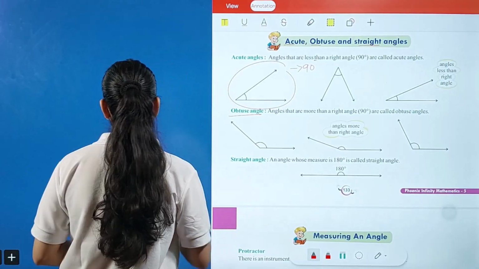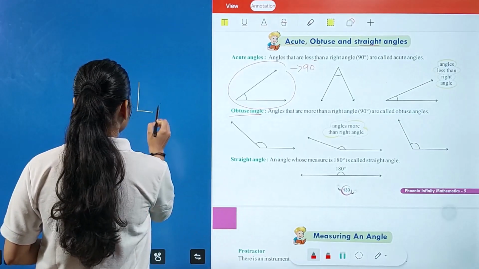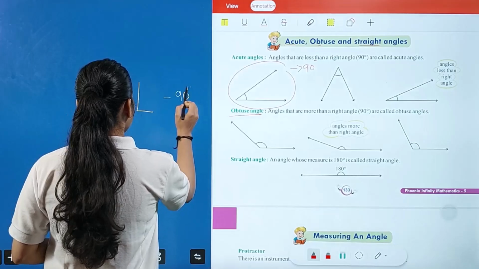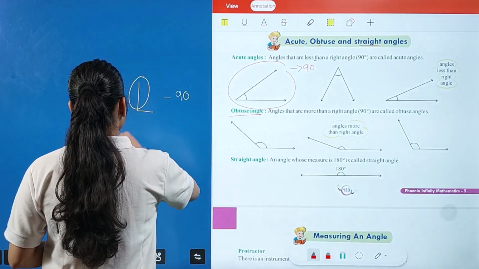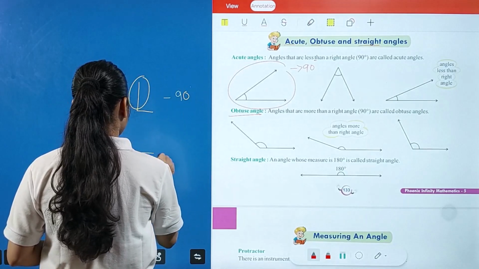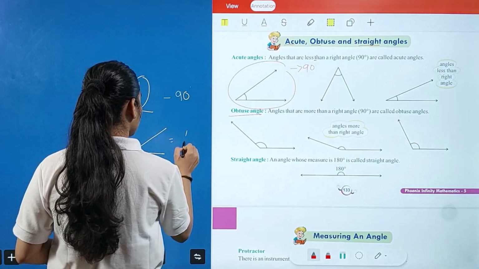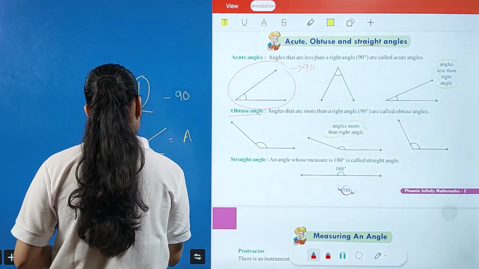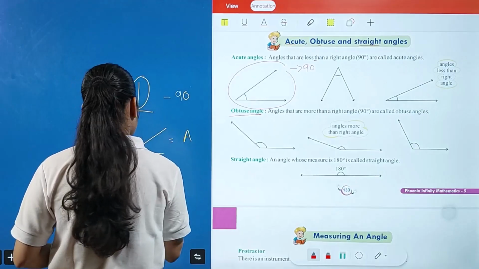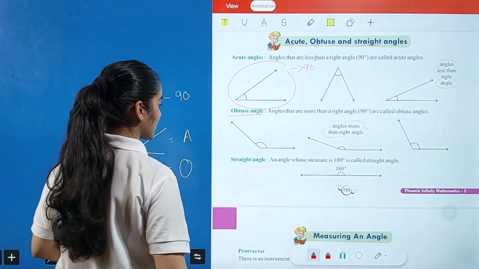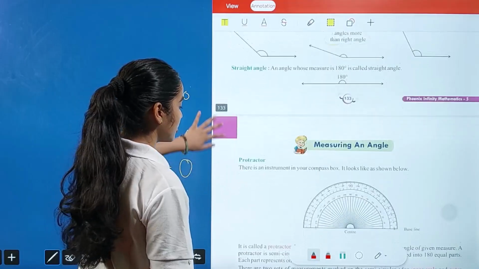You can simply understand it. If we have an L, this is your 90 degrees. If we shift this line towards the left hand side, right? So this could be your acute angle. If we shift this line towards the right hand side, then it is your obtuse angle. So I hope so students, this is clear to you.